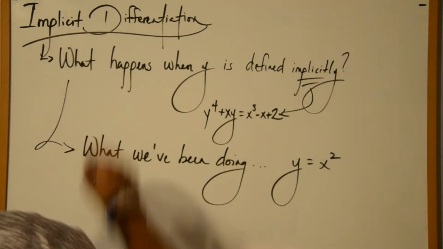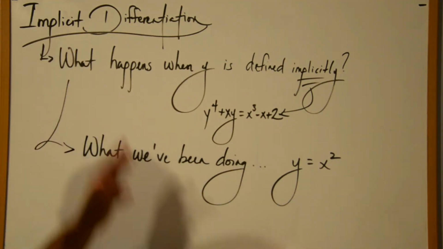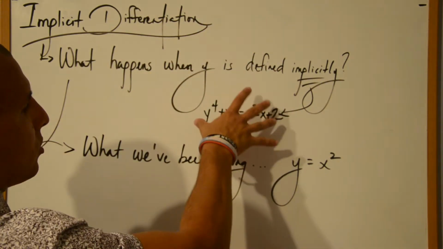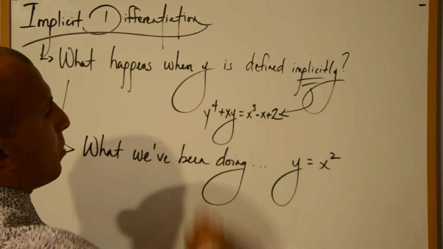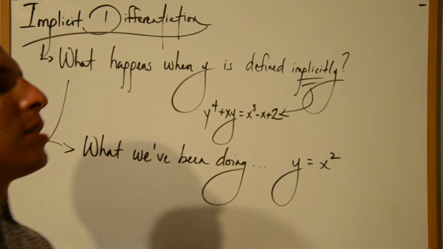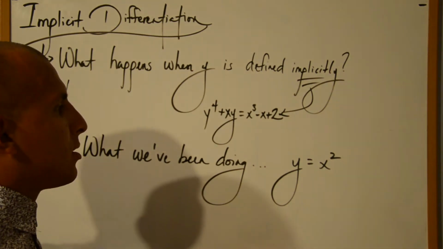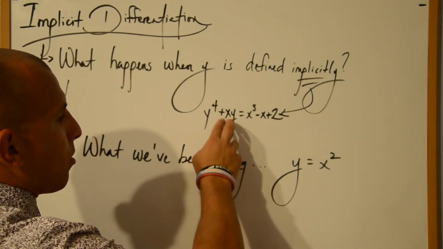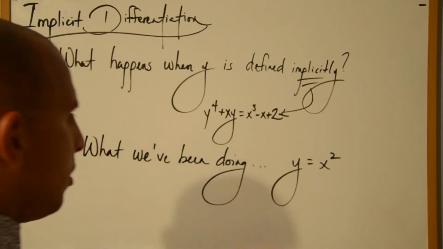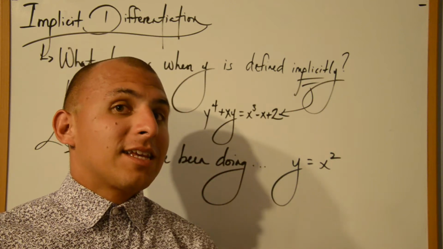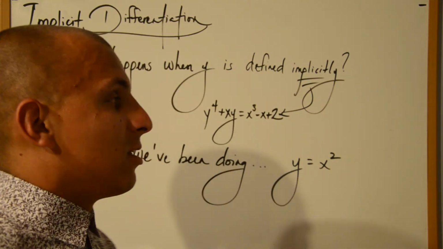Implicit differentiation comes into play when y is defined implicitly. As you can see in this equation, y to the fourth plus xy equals x cubed minus x plus 2. Y is defined implicitly because the equation is not written in terms of x. Here we have y raised to the fourth power, and then the product of y with the x variable. Now, we technically have been doing implicit differentiation this entire time.